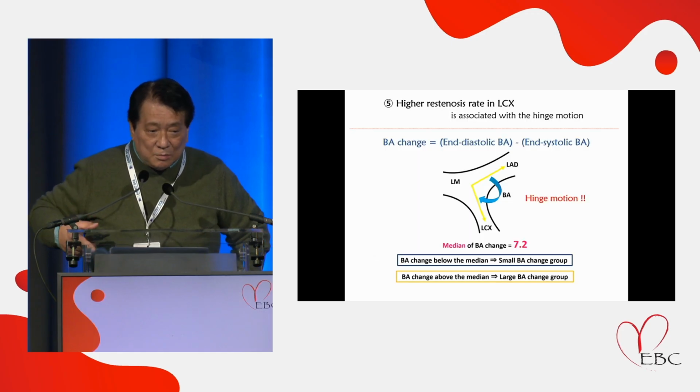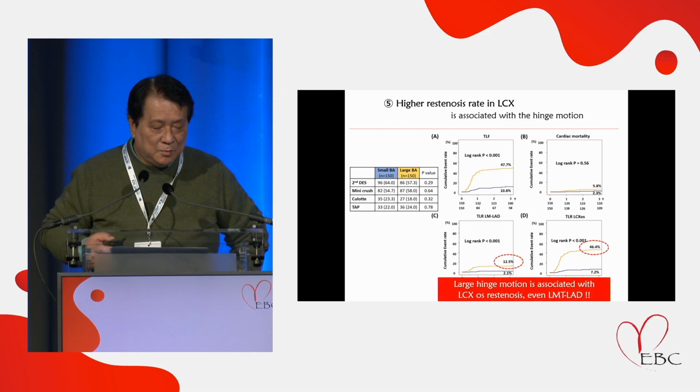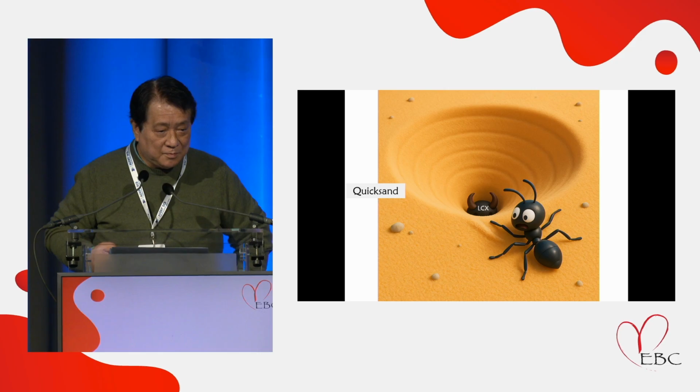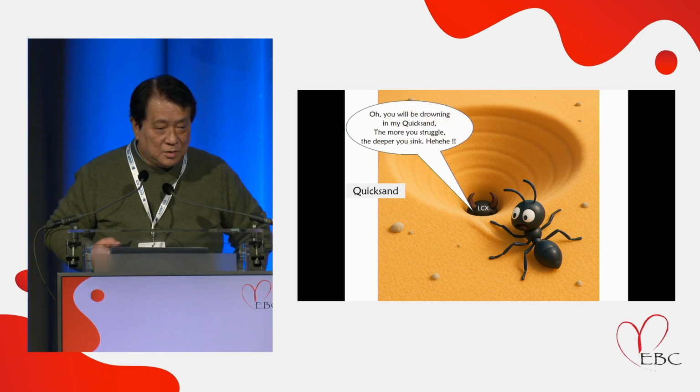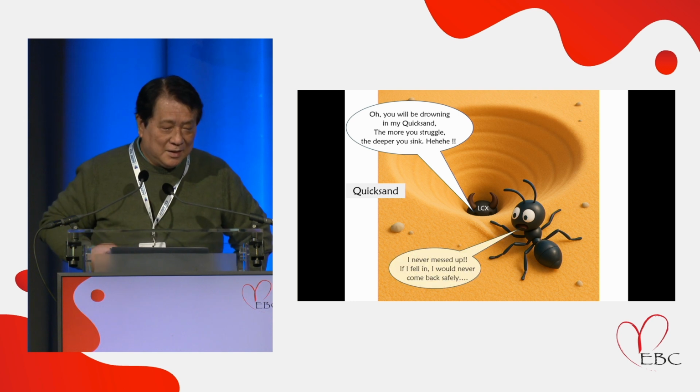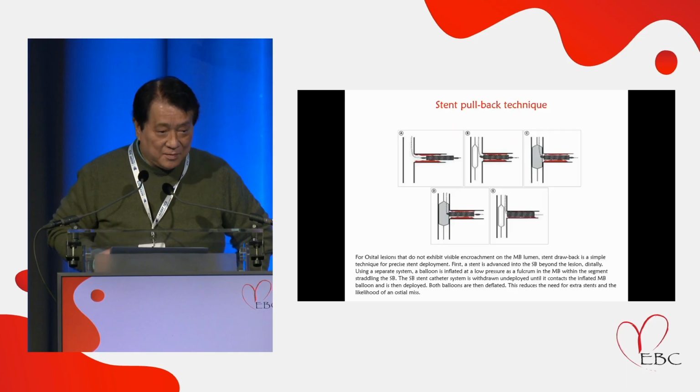About the bifurcation angle, if you compare a large angle and a small angle, a large angle is associated with circumflex restenosis even from left main to the LAD. A large left main bifurcation angle is a predictor of TLF. So if you step into the circumflex ostium and nail it, for me, I never failed and never came back easily. So, techniques for nailing the ostium.